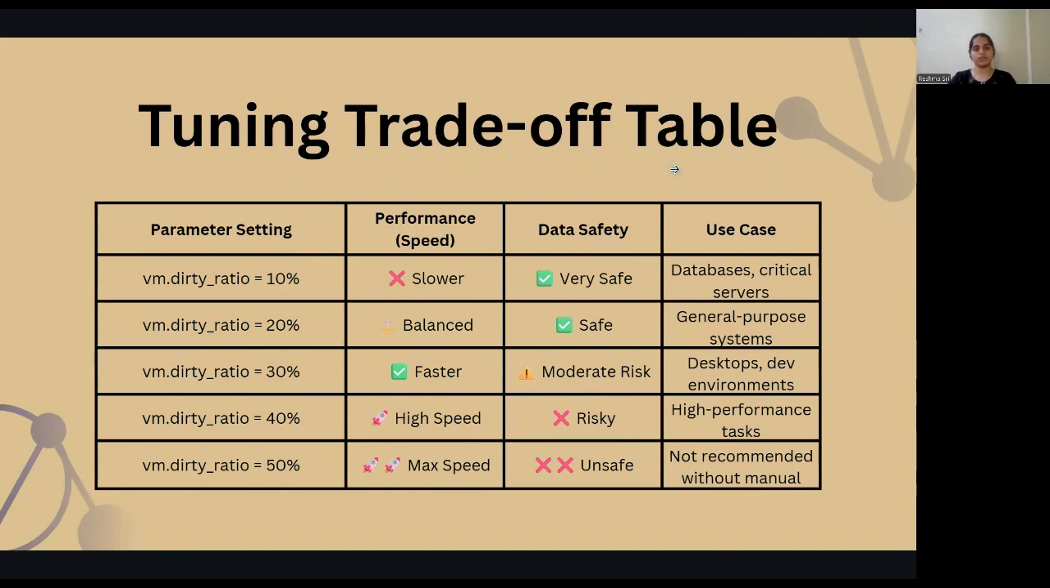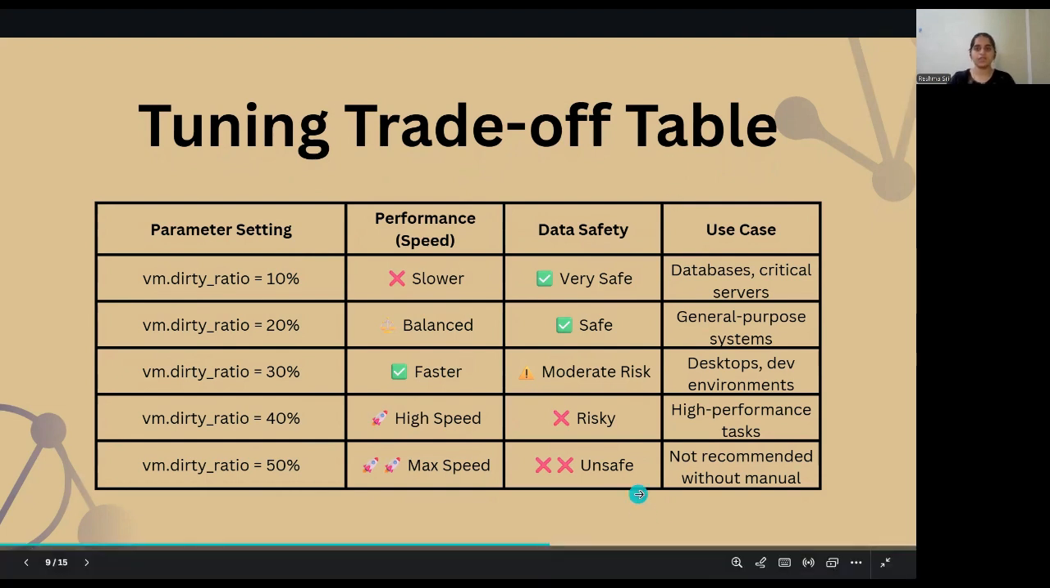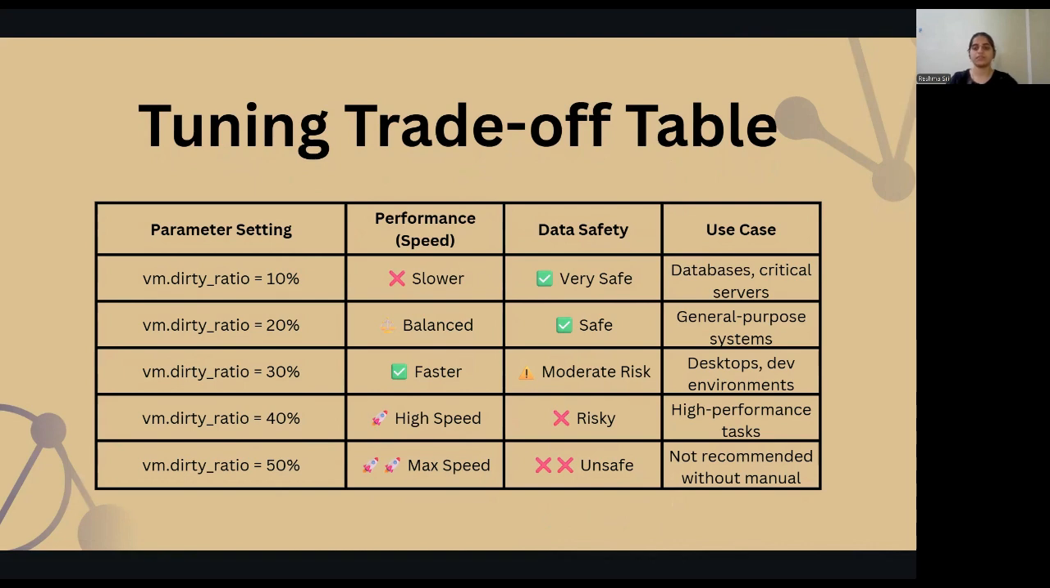Now let's talk about the tuning trade-off. Based on vm.dirty_ratio, we can know the performance, the data safety, and usage. If the vm.dirty_ratio is 10%, the system will be very slow and the data will be very safe, and it is much used for critical services like databases. If it is 20%, there is a balance between data safety and performance, and it is used for general purposes. When it's 30, there is a further increase in performance, but it is a higher risk.